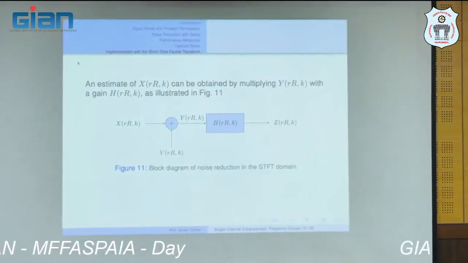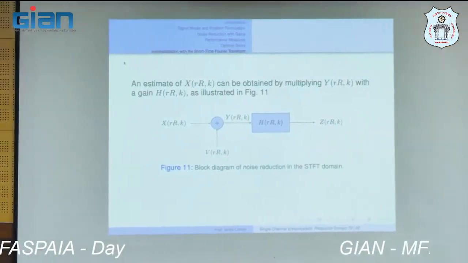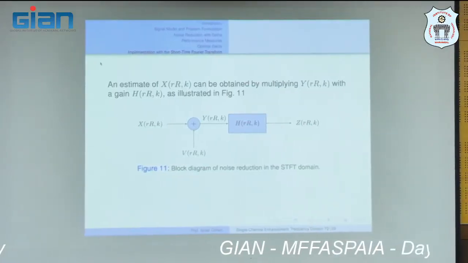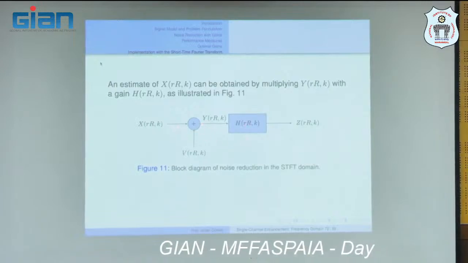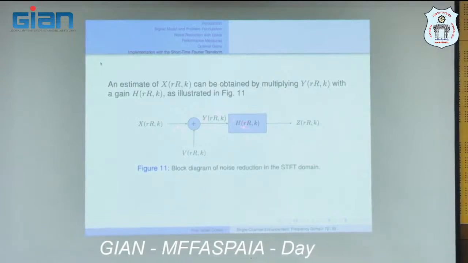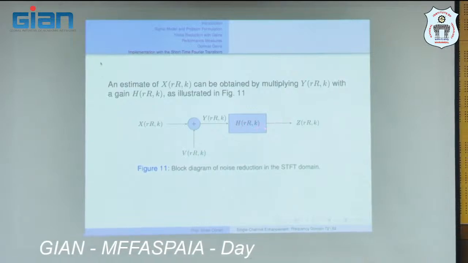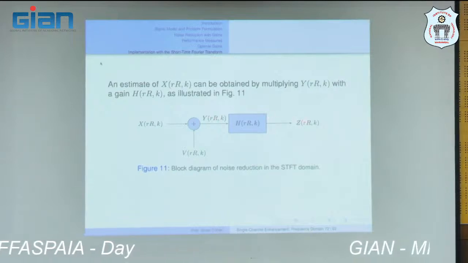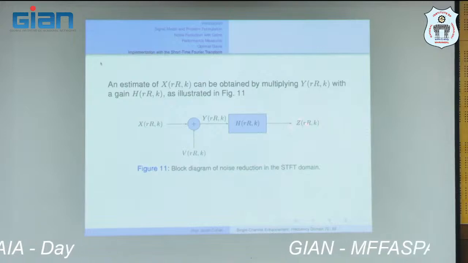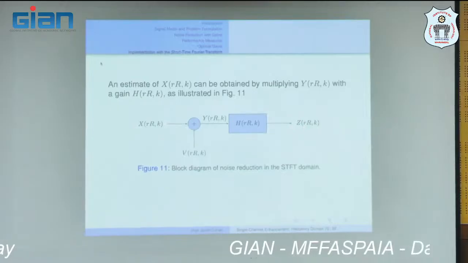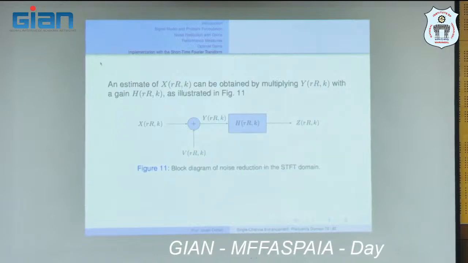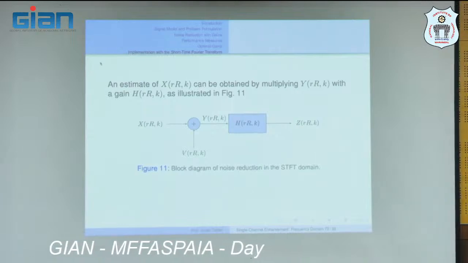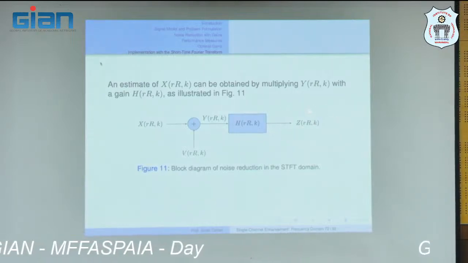But generally, signals are not stationary. So the gain should be computed or adjusted also in time. So it depends on the time index, R, and the frequency index, K. Okay? And after we find this estimate of the clean signal for each time frequency bin, we need to do the inverse STFT. How do we do the inverse STFT on this?